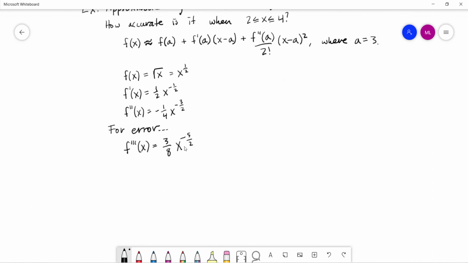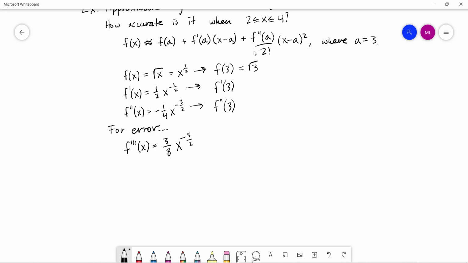Okay, so let's put these together. I want to evaluate each of these now at x equals 3. So I want f of 3, I want f prime of 3, and I want f double prime of 3 to get f of a, f prime of a, and f double prime of a. So here, this is just going to simply be the square root of 3.